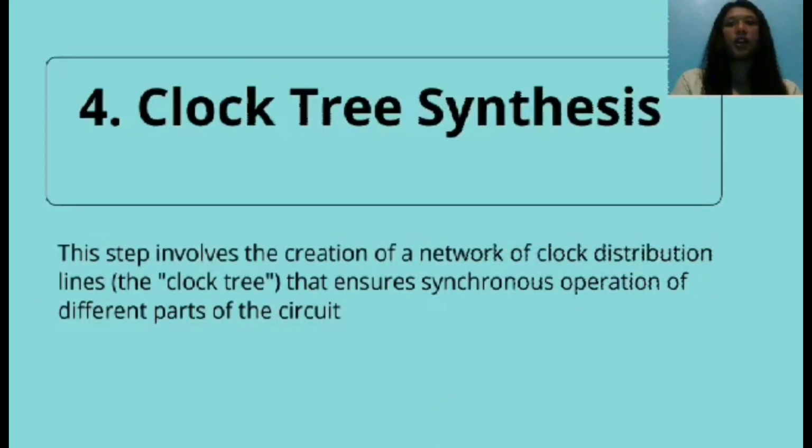Next is clock tree synthesis. These steps involve the creation of a network of clock distribution lines that ensure synchronous operation of the different parts of the circuit. Dito naman sa clock tree synthesis, ito yung process ng digital circuit design para mag-create ng efficient tsaka reliable na distribution network para sa clock signals ng buong chip or electronic system.